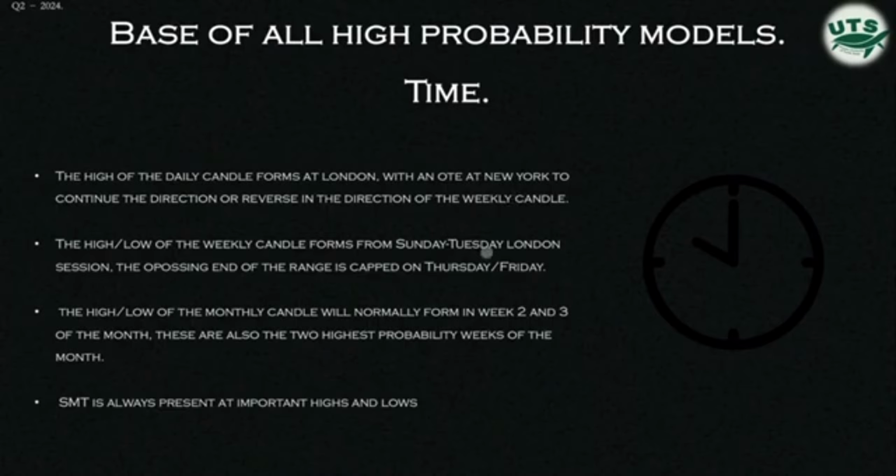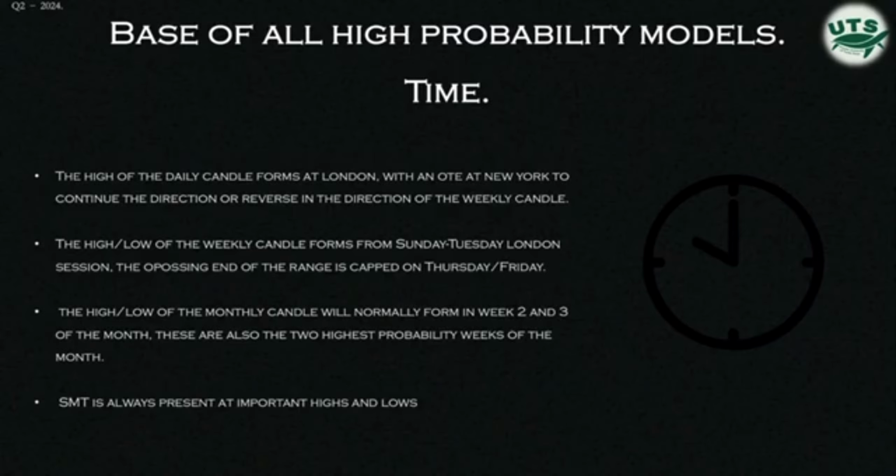Next up, you have the weekly candle. The high or low of the weekly candle forms from Sunday to Tuesday, during the London session of Tuesday, right? So that's the time zone you're looking for the high or low of the week to form. And the opposing end of the range, with a double P of course, is capped on Thursday and Friday.